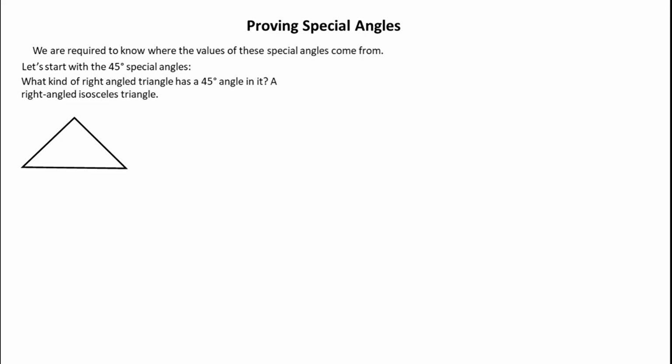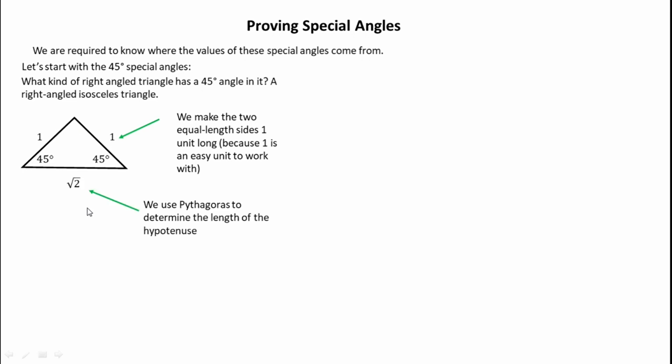So there's a right-angled isosceles triangle. These two angles here are 45 degrees. Now I'm going to make the length of this side 1 unit long, because 1 is an easy number to work with. So we just need to quickly use Pythagoras to work out, if this is 1 and that's 1, how long will the hypotenuse be? So we do some Pythagoras upon our calculator, and we figure out that the length of the hypotenuse will be root 2. If you don't believe me, do it yourself on your calculator.